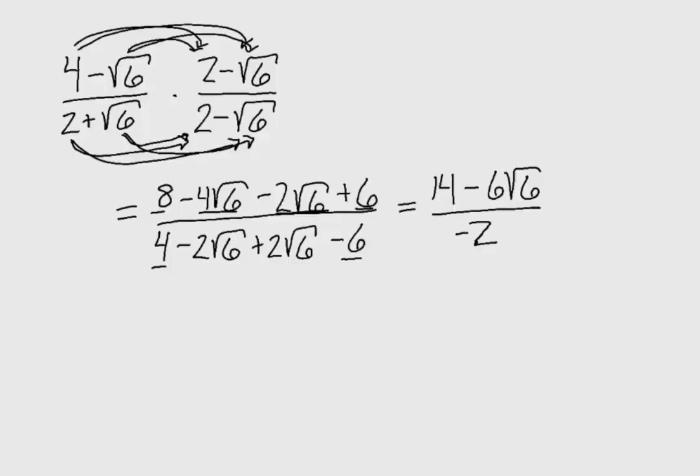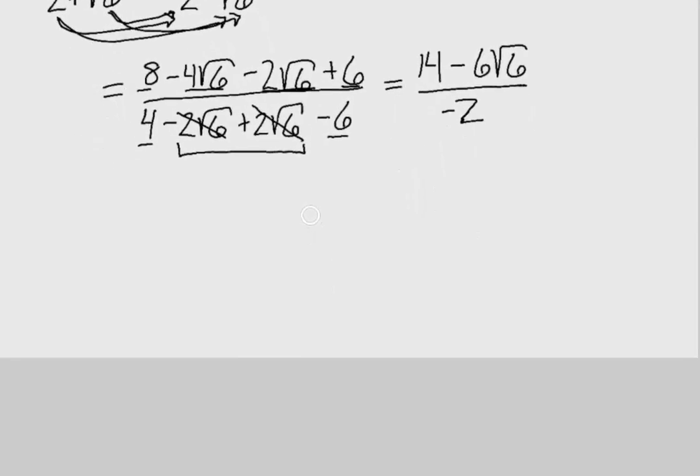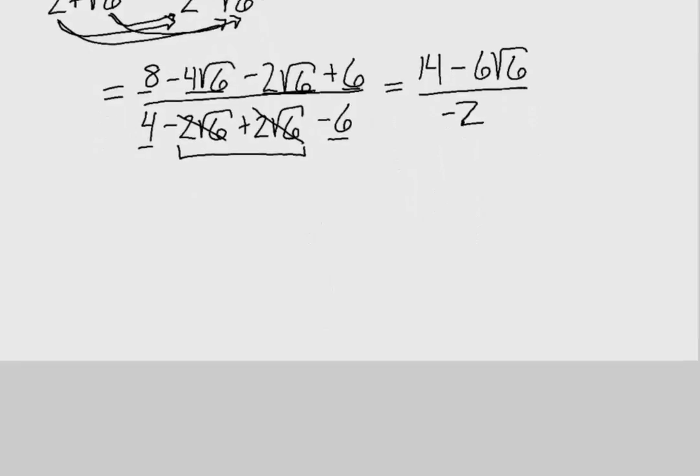And our middle terms, negative 2 on the square root of 6 plus 2 on the square root of 6, cancel out. Remember, any term with a radical in the denominator should cancel out. If it does not, you are not doing this problem correctly.